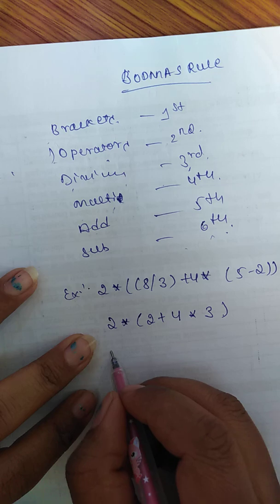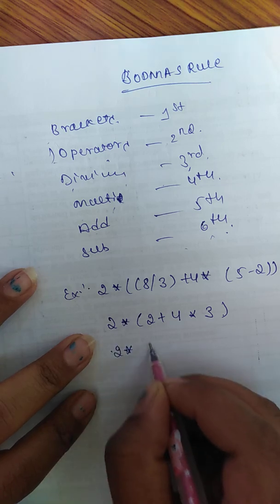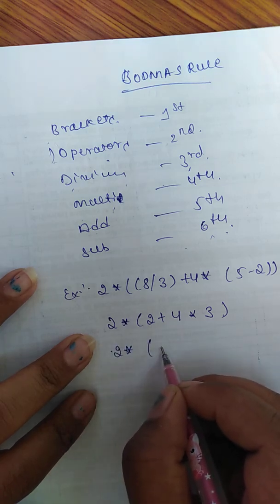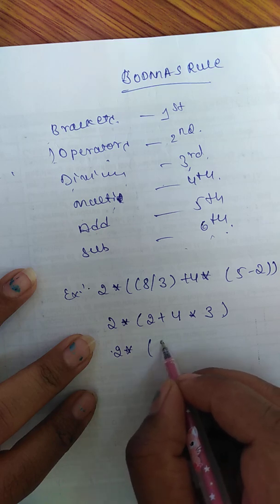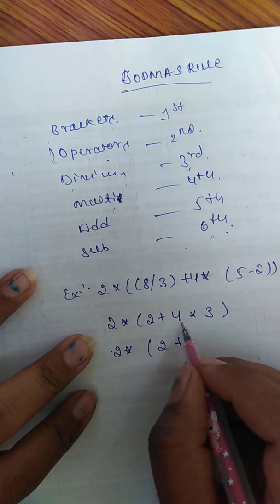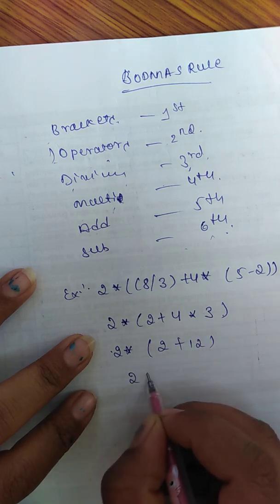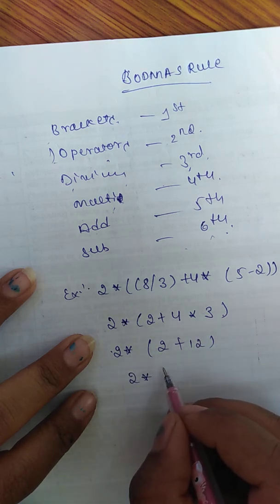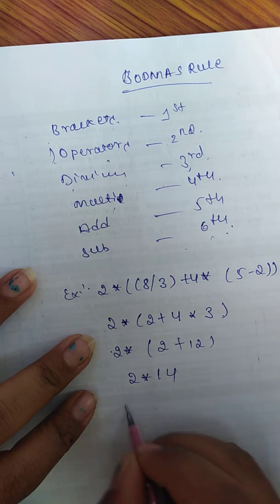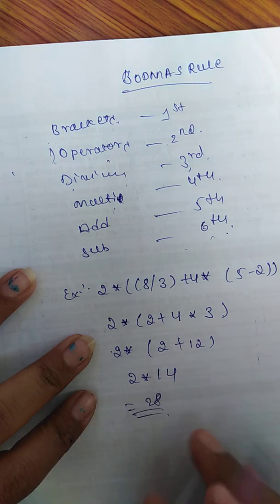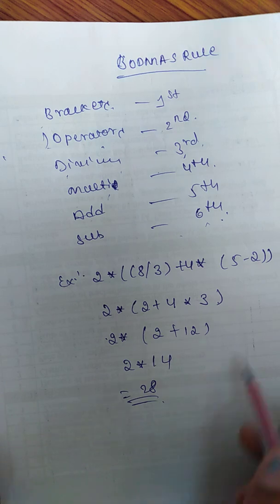Then next we can go for 2 into 2 plus 4 into 3, 12. I will write it. Then 2 into 2 plus 12, 14. The answer is 28. We can represent this type.